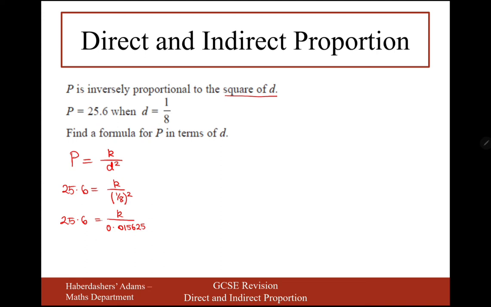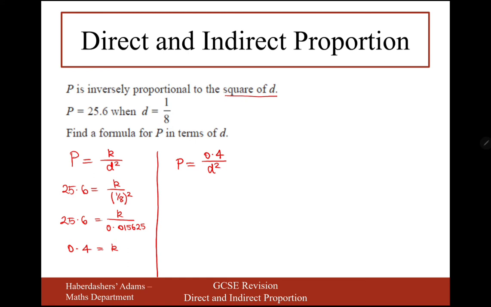0.015625. Let's multiply that now onto the other side, so times 25.6, and we get 0.4 when we multiply that onto the other side. So I've done 25.6 multiplied by that small decimal there, and got 0.4. So therefore, the formula is P equals 0.4 over D squared.